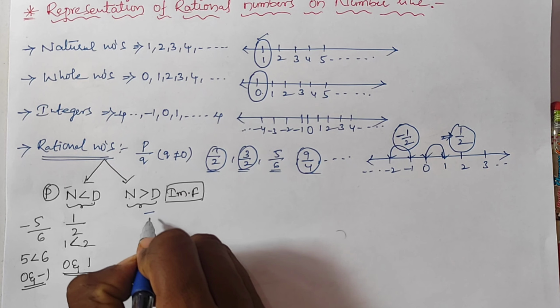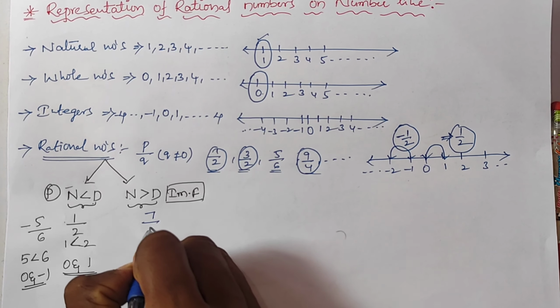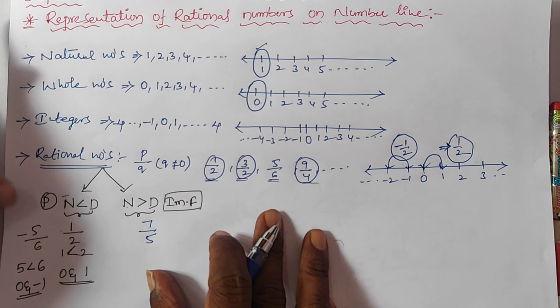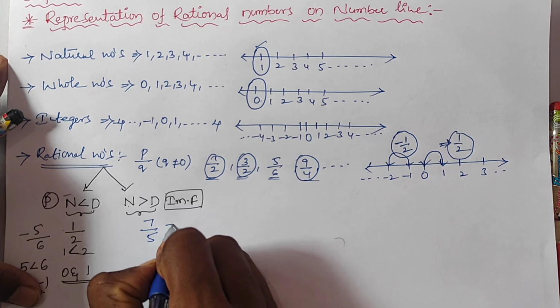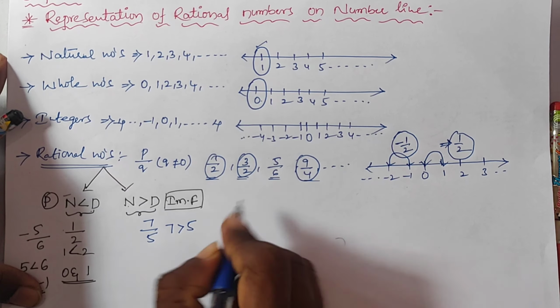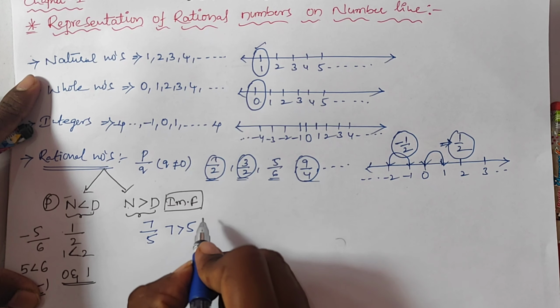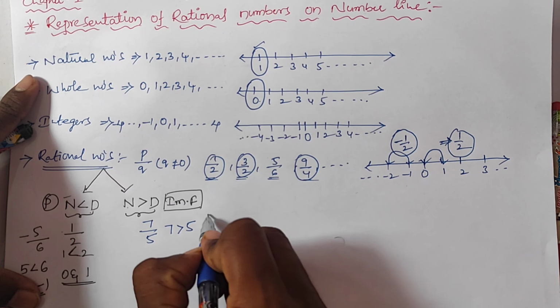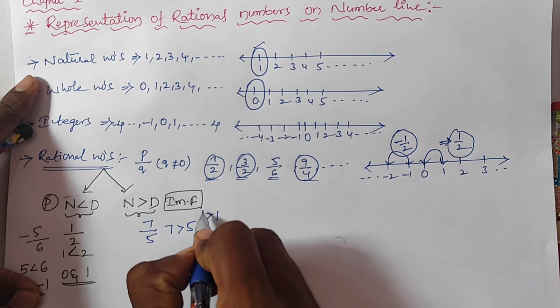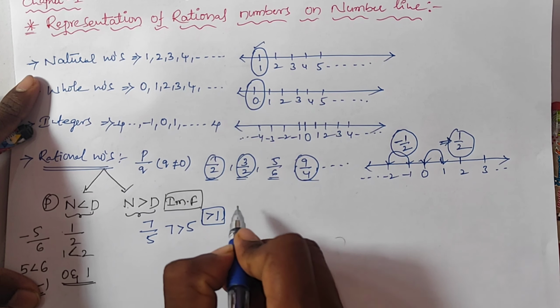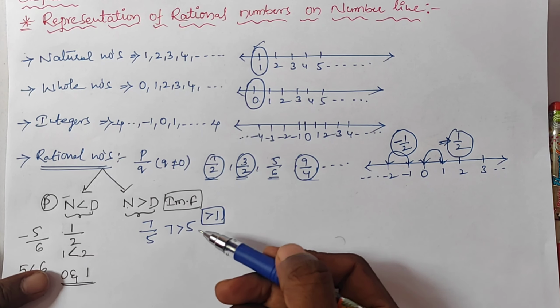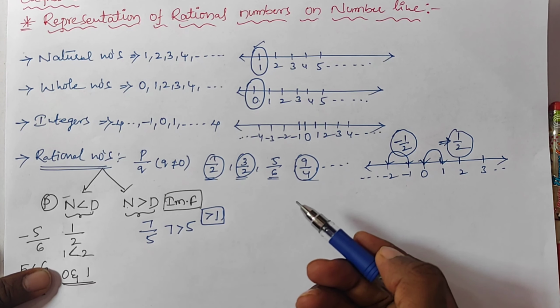Considering 7 by 5, suppose 7 by 5. Now here clearly 7 is greater than 5. Nothing but the value we will get is more than 1. So in the number line, we can represent this number as greater than 1.